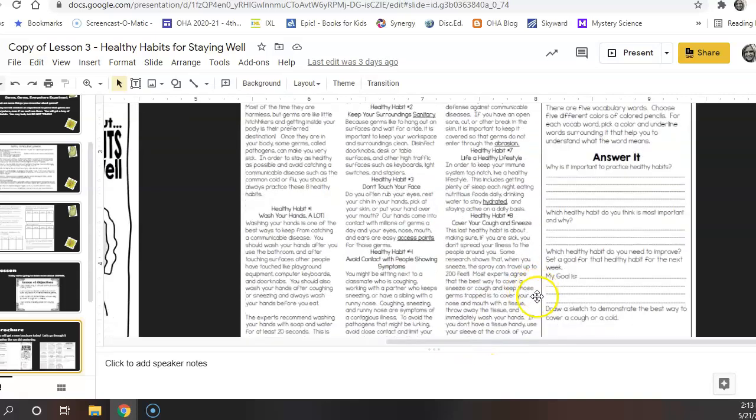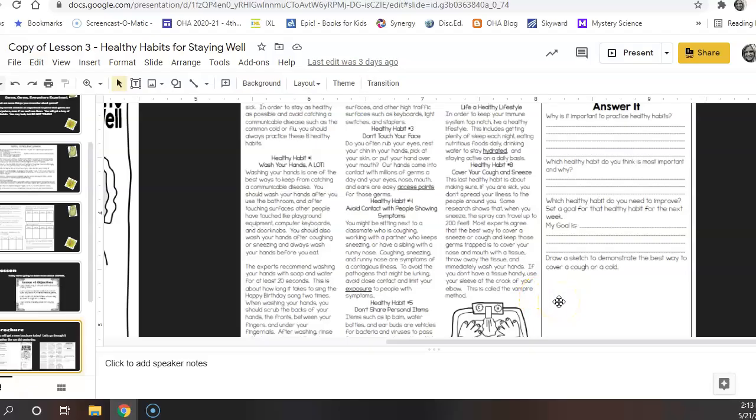Healthy habit number 7, live a healthy lifestyle. In order to keep your immune system top-notch, live a healthy lifestyle. This includes getting plenty of sleep each night, eating nutritious foods daily, drinking water to stay hydrated, and staying active on a daily basis. Healthy habit number 8, cover your cough and sneeze.